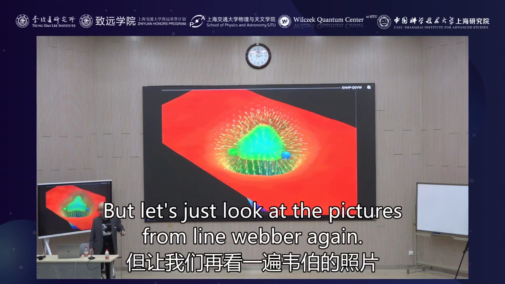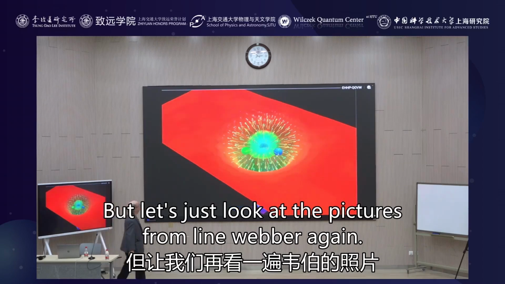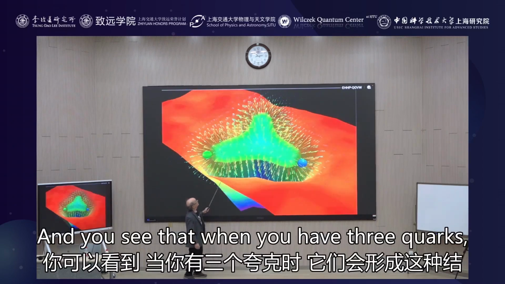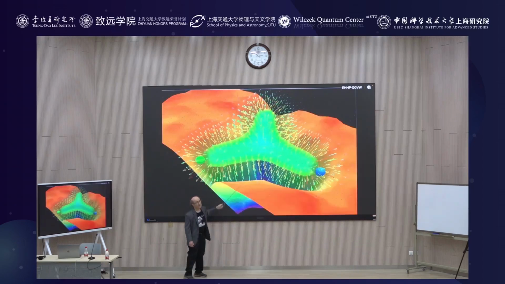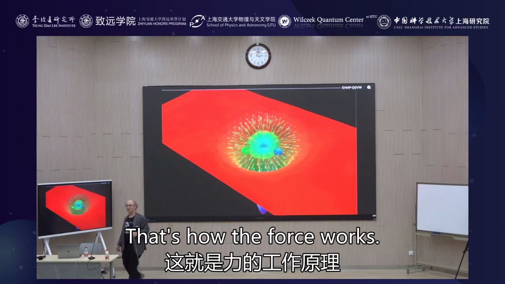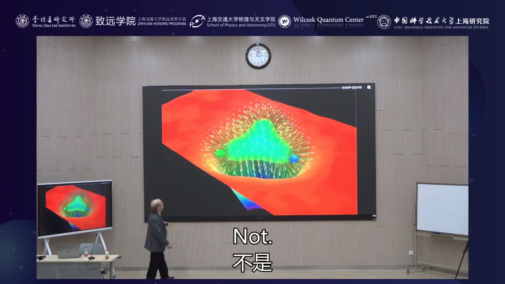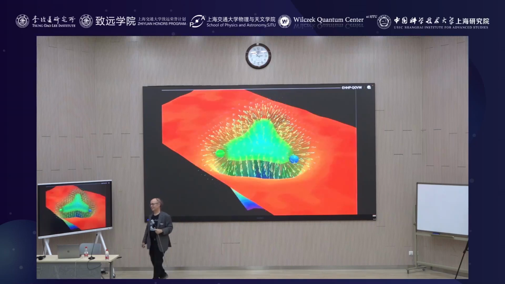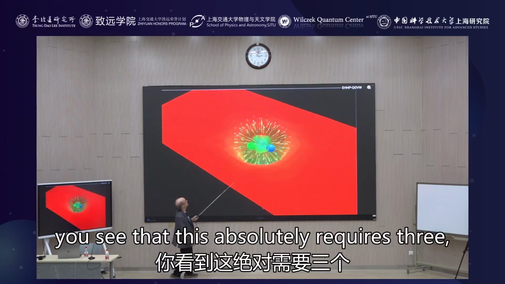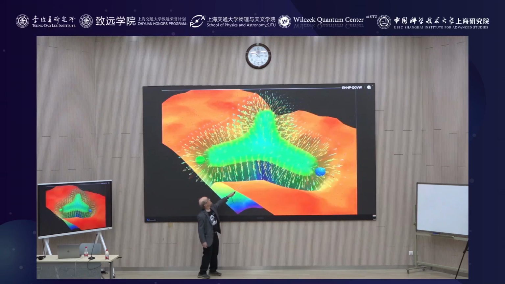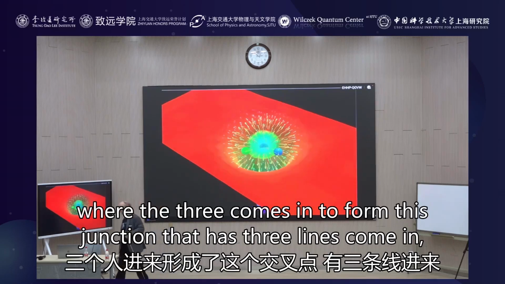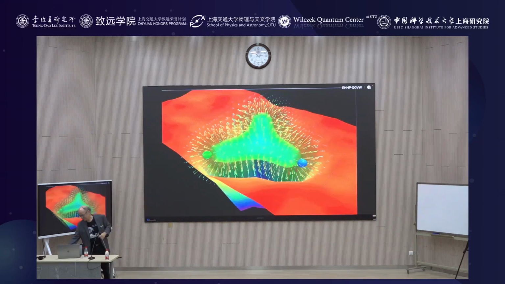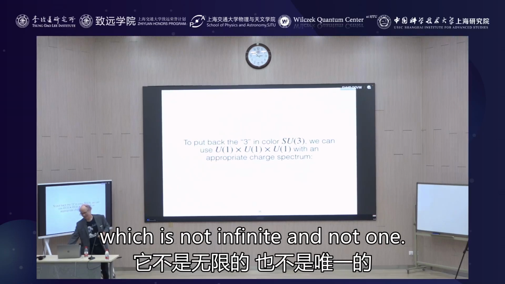But let's just look at the pictures from Leinweber again. And you see that when you have 3 quarks, they form this kind of junction, a Y, or they make a Y if you like. And that's how the force works. And here you see that this absolutely requires 3. That's where the 3 comes in to form this junction that has 3 lines coming out of it, which is not infinite and not 1.